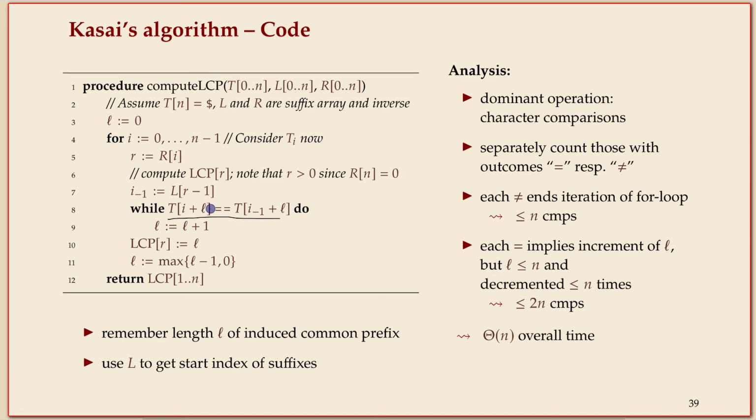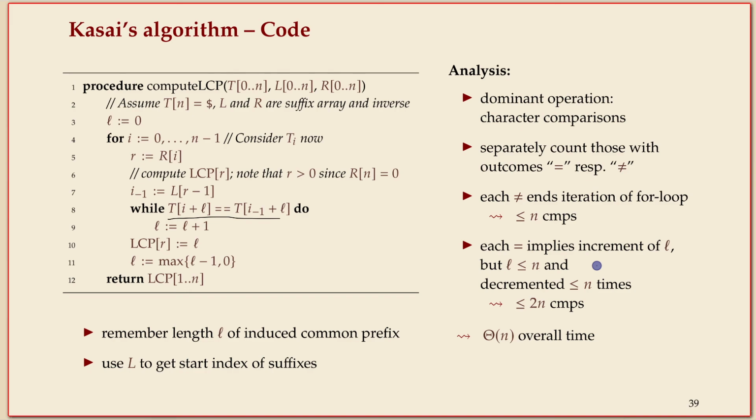How often do you iterate this loop over all the iterations of the outer loop? Every unequal outcome jumps out of the while loop, and so we have at most one of these for each iteration of the for loop, at most n.